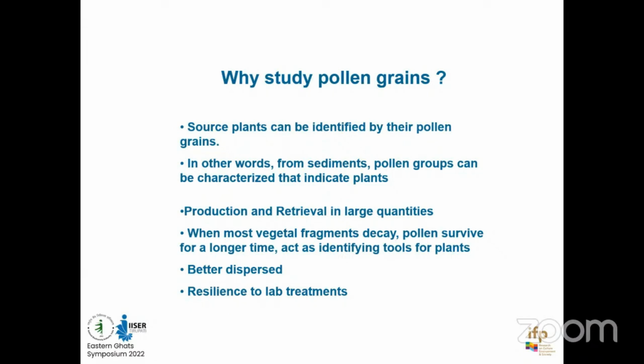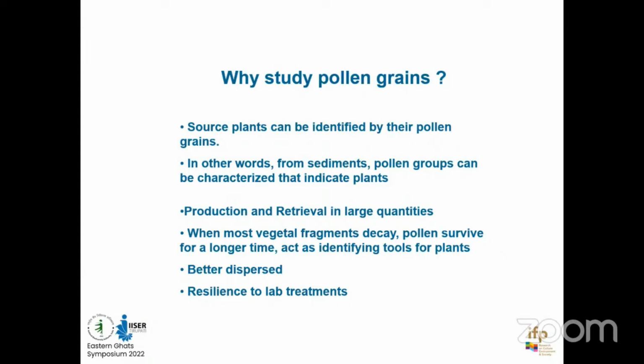So when the plant is no longer there, as in the past, or when you don't know where the pollinator has gone to collect the pollen it needs, you can use the pollen extracted from there, understand it, and then get back to the plants. As I was already telling, it's produced and you can also retrieve it in large quantities.